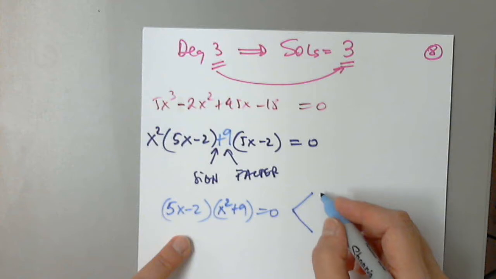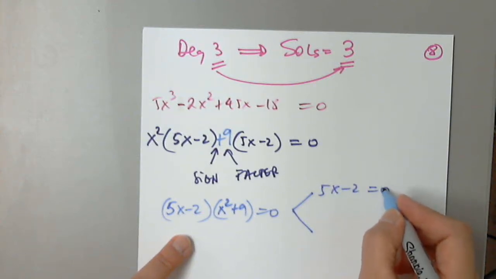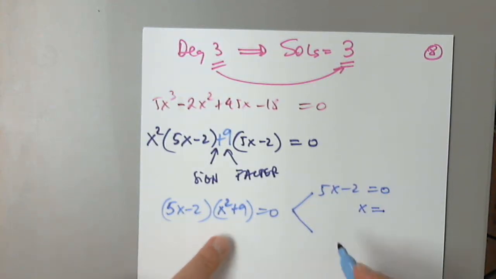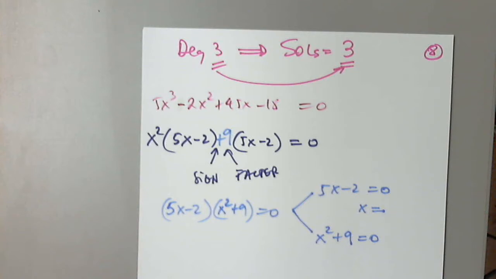Okay, for now we have 5x minus 2 equals 0, and you will give me x. And x squared plus 9 equals 0, and we'll talk about it in a minute. So just give me the first x. Exactly. Move the negative 2 to the other side, it becomes positive, and divide by 5. So x indeed is 2/5.